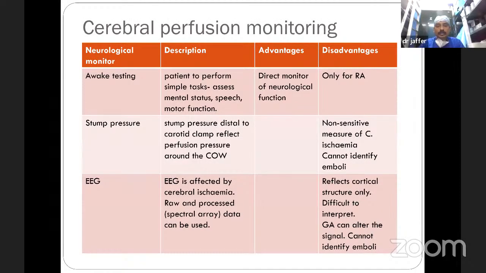Now coming to a small note on cerebral perfusion monitoring, several gadgets are there, but the best is always awake testing, where the patient is asked to perform certain tasks. We can also measure the stump pressure of the ipsilateral side, with the pressure measured at the level of the internal carotid artery after clamping the ipsilateral common carotid. We always try to maintain the stump pressure above 40 mmHg, as less than 40 is associated with neurological outcome. EEG is also good, but it is affected by general anesthesia, and there is around a 90 second lag, and processing also takes some time, so it is cumbersome to use.